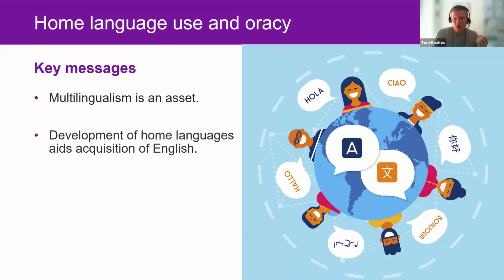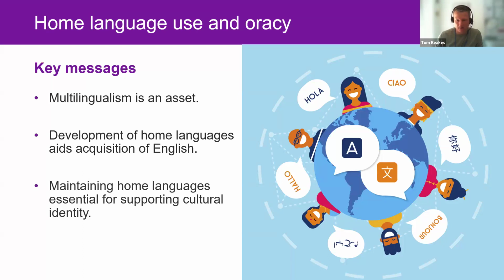Exposure and use of home languages is going to help and not hinder the acquisition of communication skills in English. Again, we know that if you have strong language skills in one language, you can apply those to a new language that you're learning. So it can be really beneficial to develop those home language skills. There's also a strong ethical angle here in that developing and maintaining home languages can be seen as a right, and it's essential for supporting cultural identity and for strengthening family and community bonds, for example.